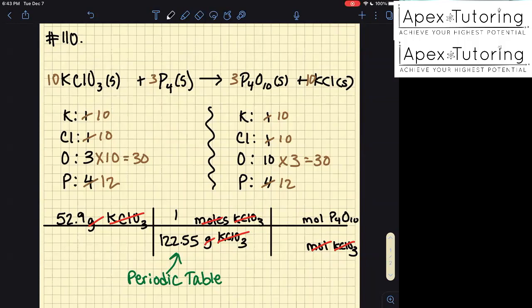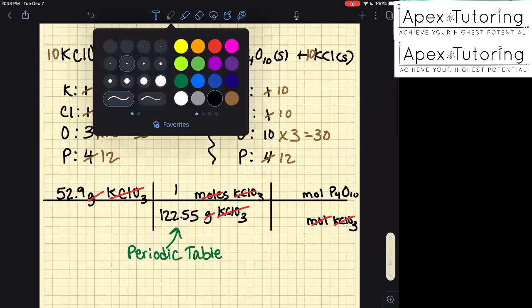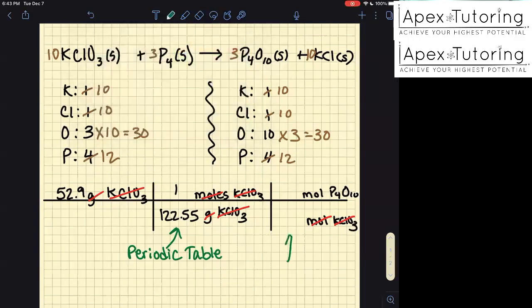And the only way to change from one substance to another is to go through moles. So they both have to be moles. You can't go grams to grams. You have to change it into moles and then go mole to mole. And the way you figure out these numbers is from the balanced equation, which is why it was important for us to balance it.